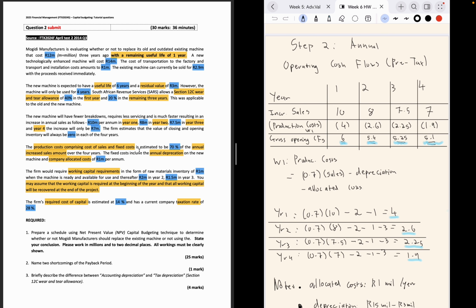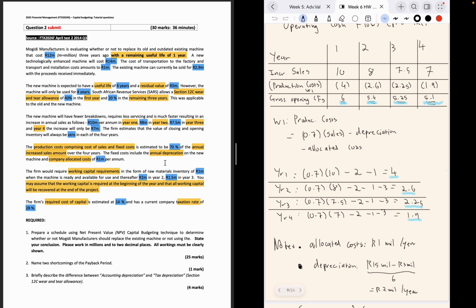The fixed costs include the annual depreciation on the new machine and company allocated cost of 1 million rand per annum. Cool. So how do we now calculate our production costs? So we know it's 0.7 times sales, simple enough. So you'll see for year 1, it's 0.7 times 10, year 2, 0.7 times 8, year 4, 0.7 times 7. That's obvious. Minus depreciation. How do we calculate depreciation? We're using the straight line method.